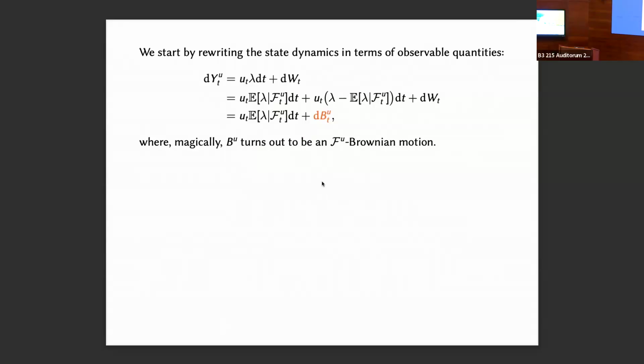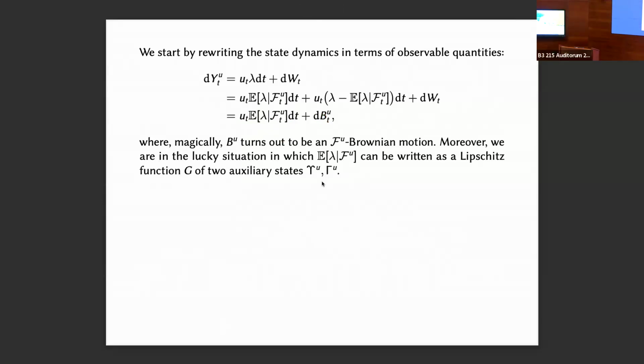The problem here is that if I want to apply some form of dynamic programming, I want some Markovian representation of this conditional expectation here. So I have to put in some extra work to get a nice representation. And we are in a very lucky situation where you can actually write this conditional expectation as a nice Lipschitz function of two auxiliary state processes. And so what we are doing is we're just replacing this by this function of these two other processes.